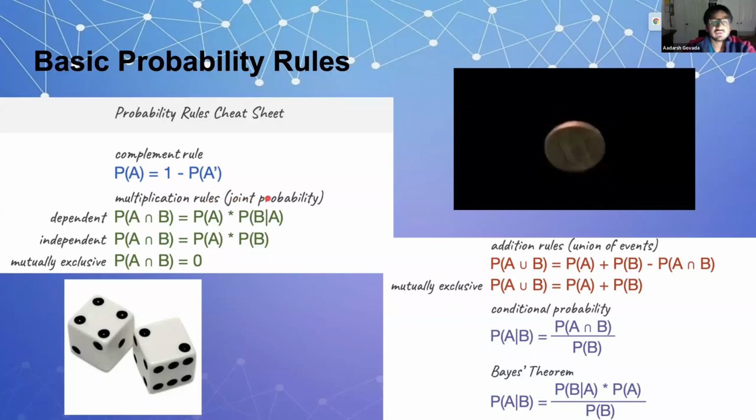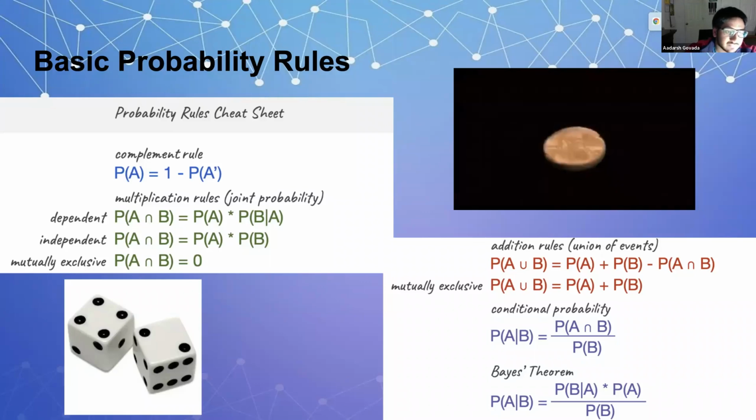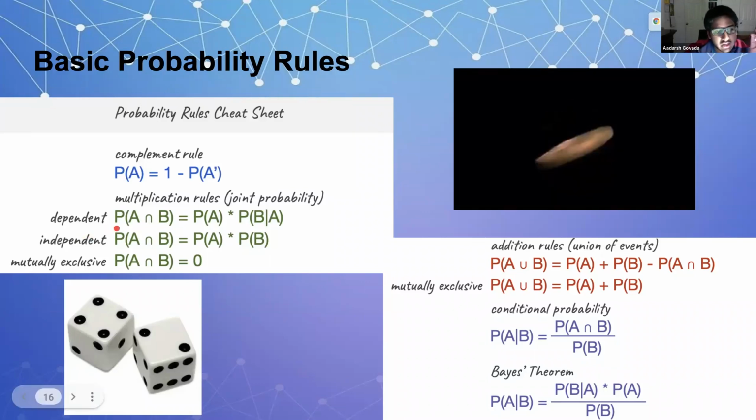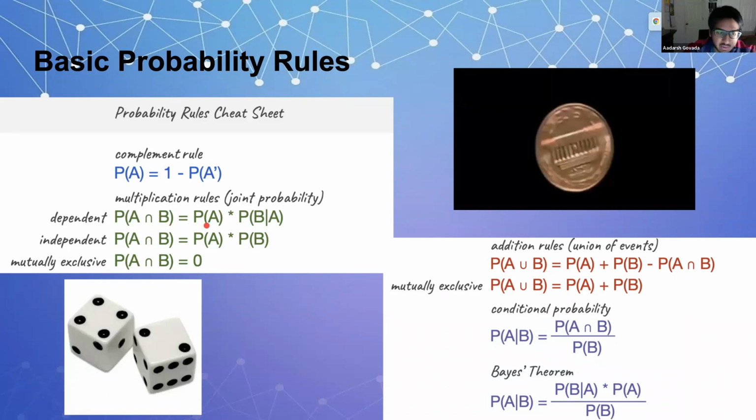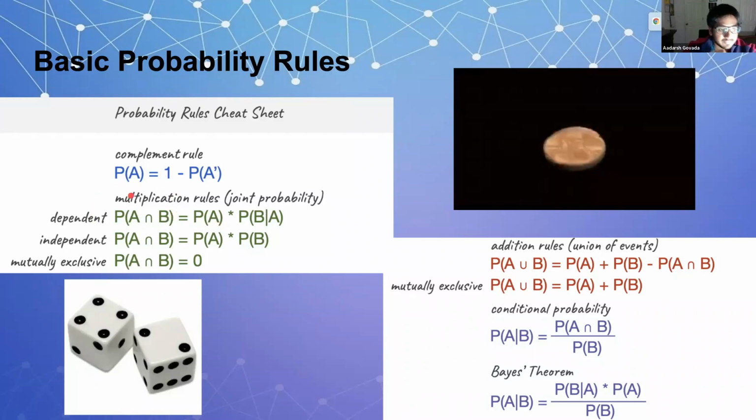Then here are the multiplication rules. This is for dependent probability, which means if the outcome of event A influences the outcome of event B, then they're dependent on each other. In that case, the probability of both A and B happening is equal to the probability of A times the probability of B given A. That is, if we know A is going to happen, what is the probability of B? You multiply that by the probability of A, and you have the probability of them both.